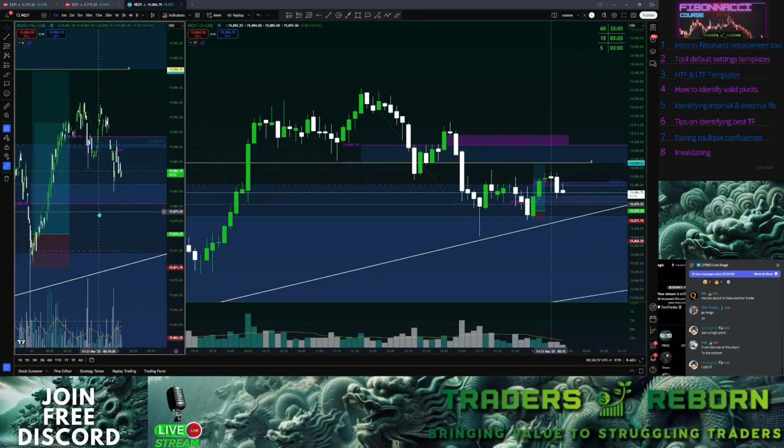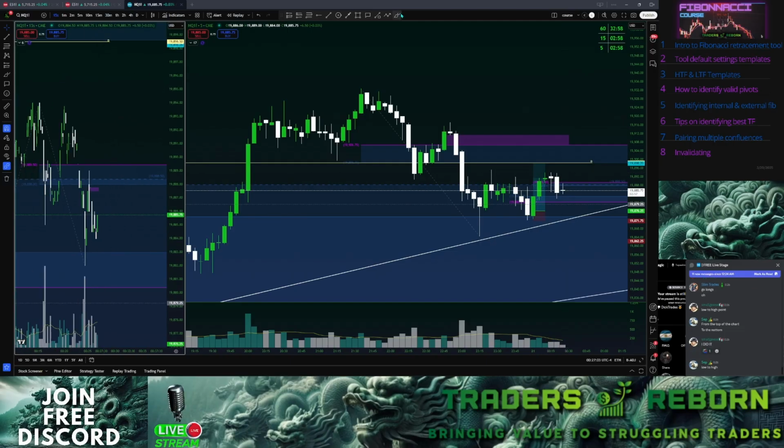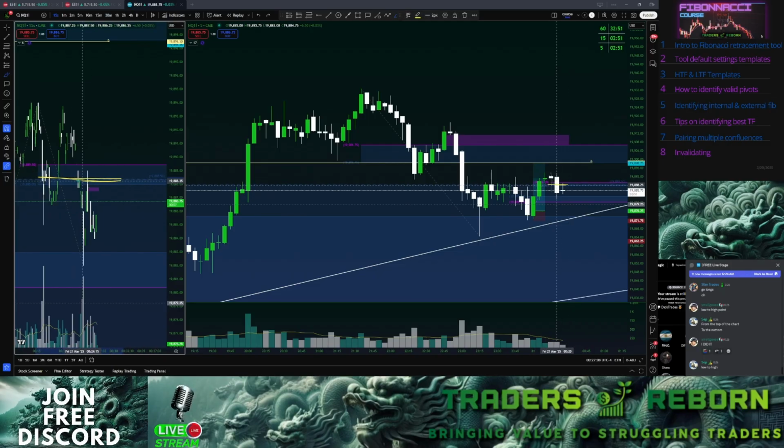And look where it hit. Look where it hit, guys. Look where that retracement hit. Back to that fib, you see? And look where that fib is aligned. It's aligned with the 15-minute fib.